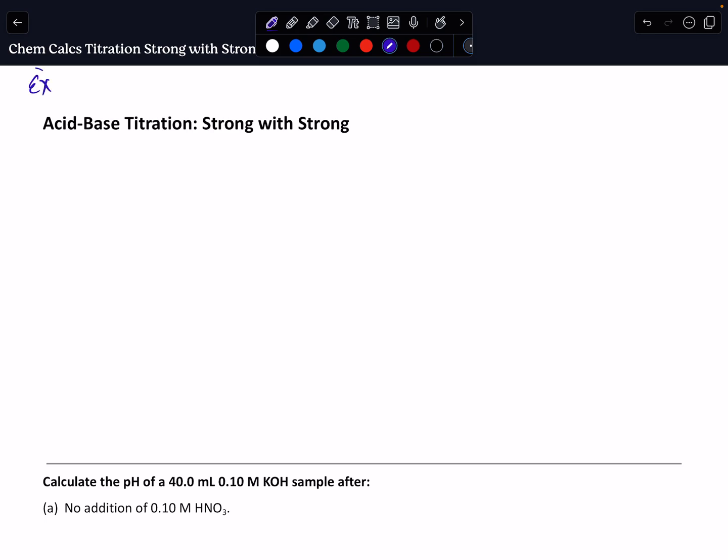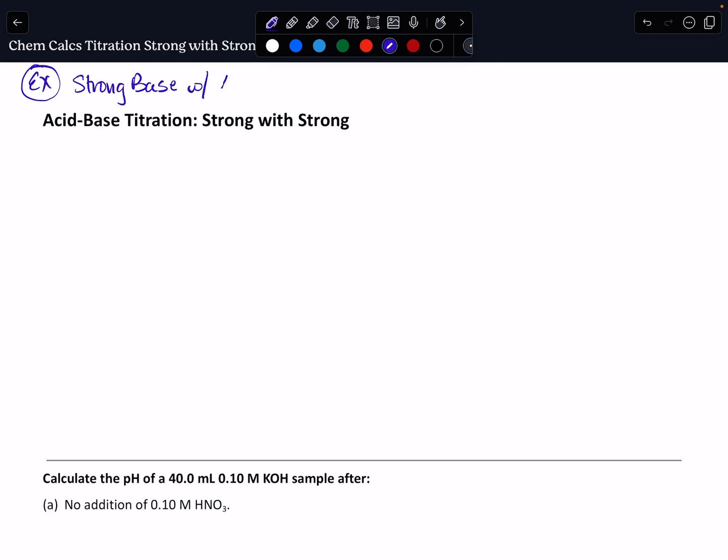All right. For this particular video, my example is going to be a strong base with the addition of a strong acid. If you're doing a strong acid with the addition of a strong base, the calculations are going to be similar. It's just you'll get pH in some places where I'm going to get pOH, and then pOH where I'm going to get pH. But you know how to make the conversion between those two things.